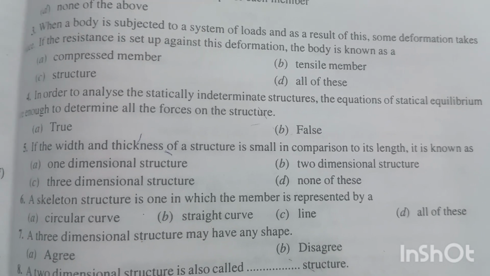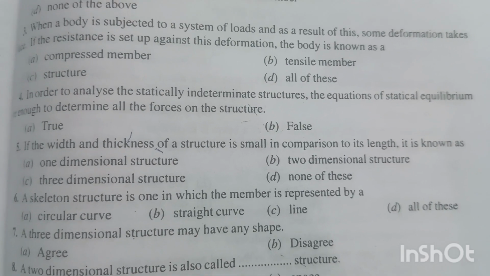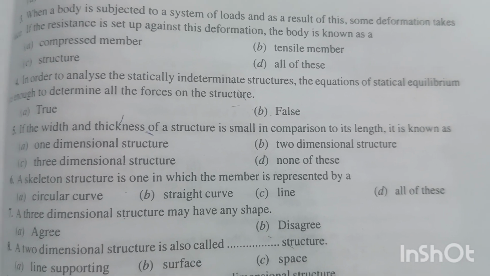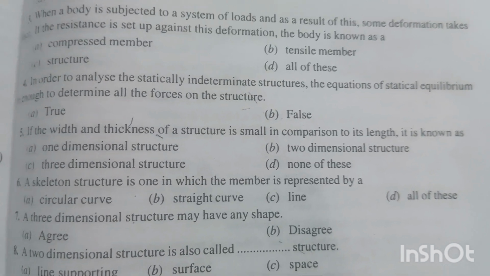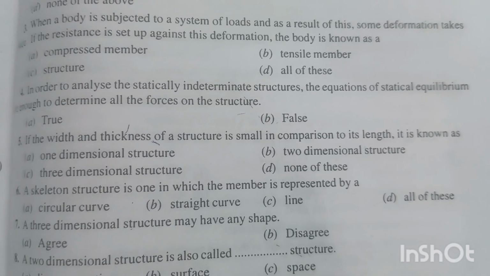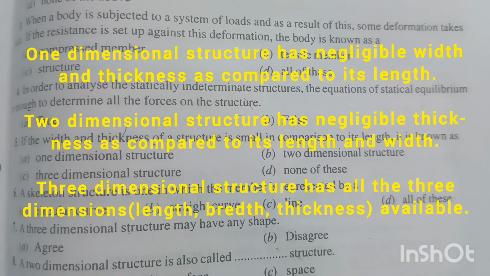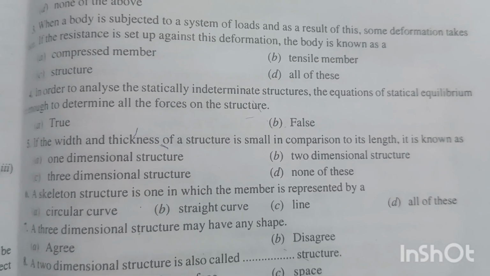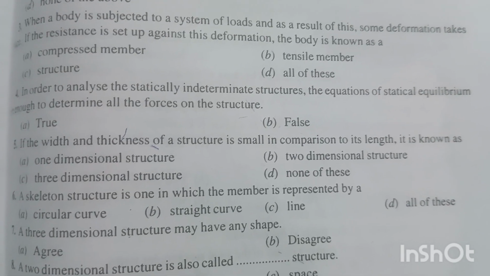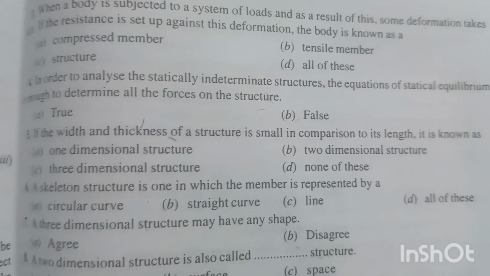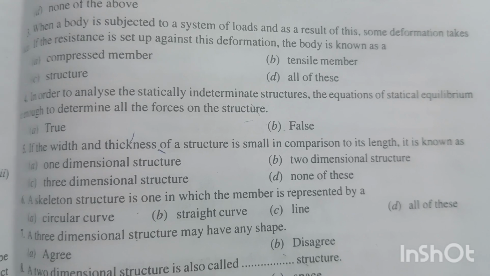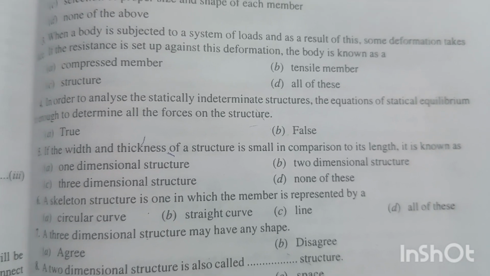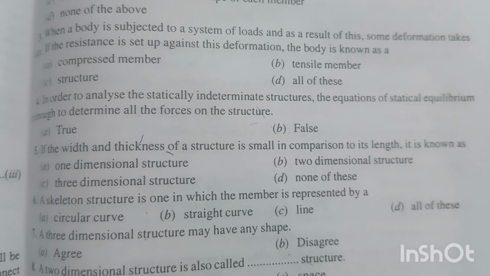Question number 5. If the width and thickness of a structure is small in comparison to its length, then it is known as one dimensional structure. Option A is the right answer. And if the structure is large in two dimensions in comparison to the third dimension, then it will be called two dimensional structure. And three dimensional structures are like space structures, where all the dimensions will be large. So option A is the right answer for this question.